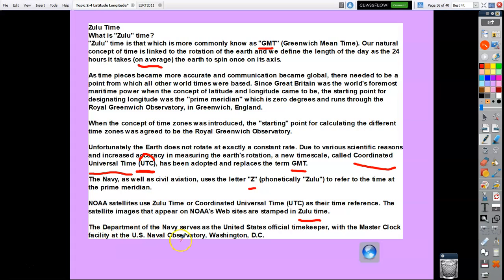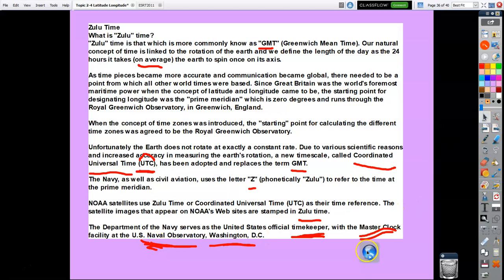The Navy, actually, if this ever comes up on a trivia question, Jeopardy, the Navy serves as the United States' official timekeeper. And I've been down there many times. You go to Washington, D.C., there is actually a master clock. It's down at the U.S. Navy Observatory. It's in D.C., so you can see the official timekeeping device, which is through the Department of the Navy, down at the Navy Observatory in Washington, D.C.